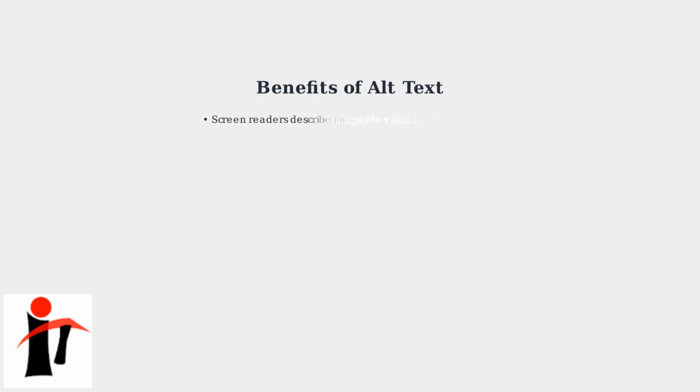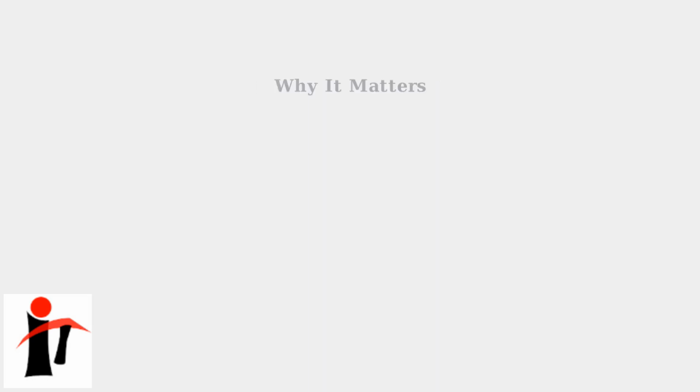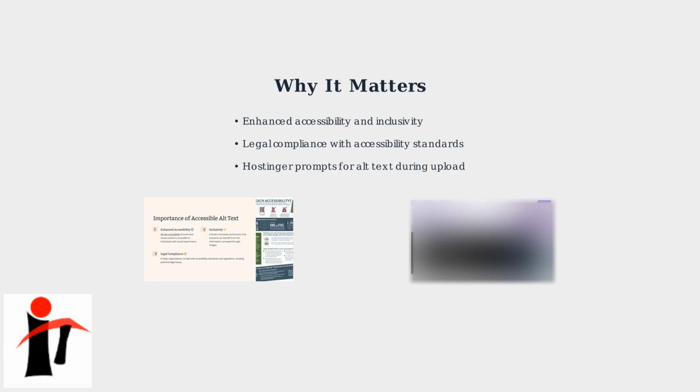Good alt text makes your site accessible to visually impaired users by allowing screen readers to describe the image. It also helps search engines like Google understand what the image is about, potentially boosting your website's ranking in image search results. Alt text promotes inclusivity and helps organizations adhere to accessibility standards. Hostinger even prompts you to add alt text during the upload process, which is a great reminder to follow this essential best practice. Don't skip this step. It really does make a difference.